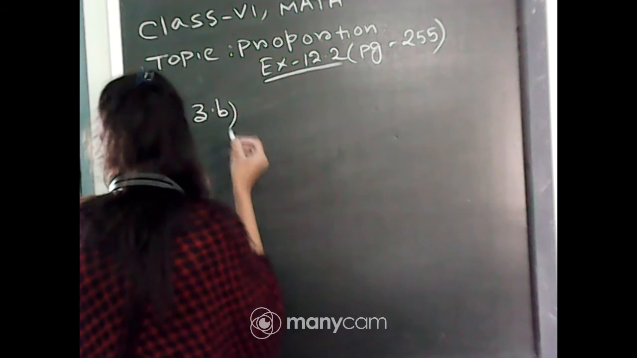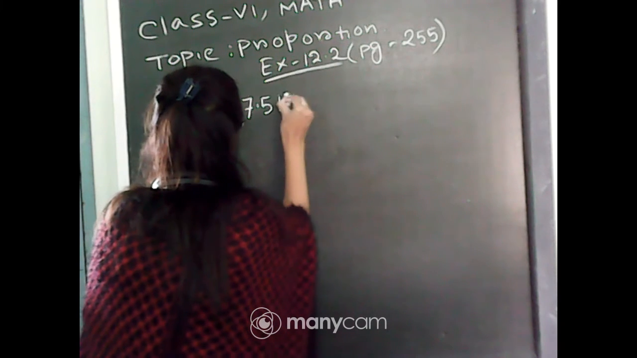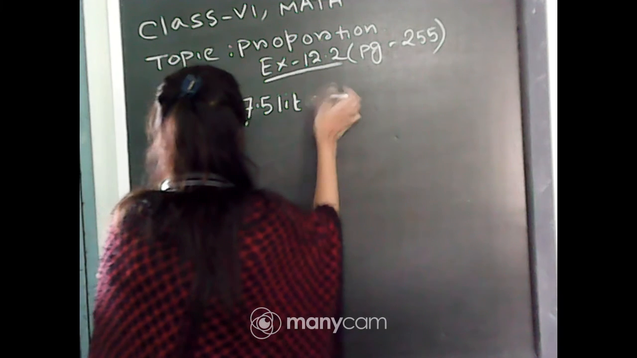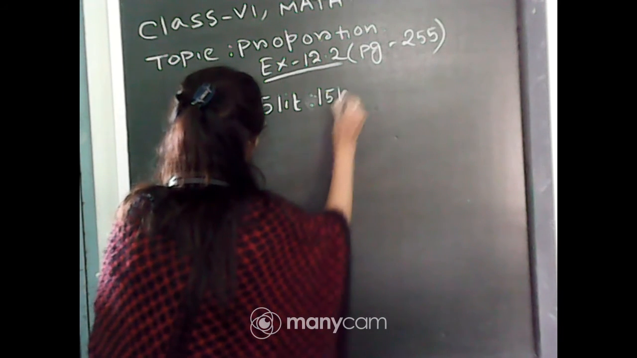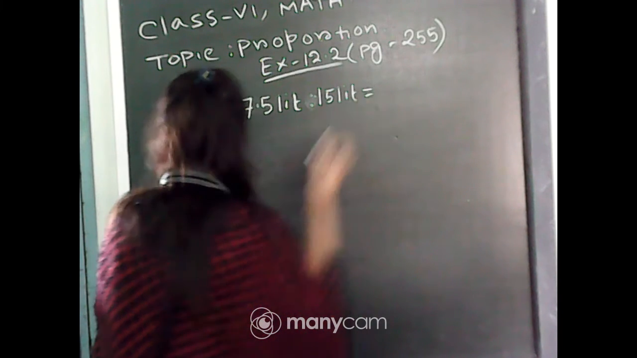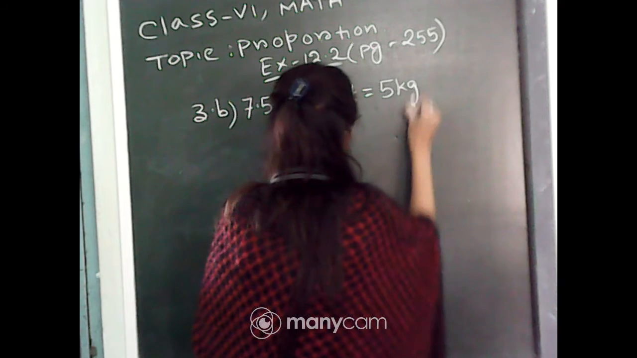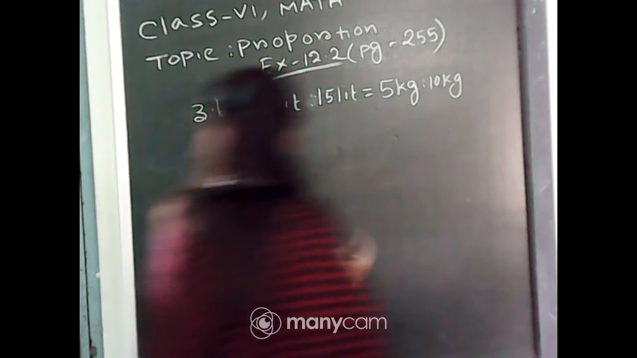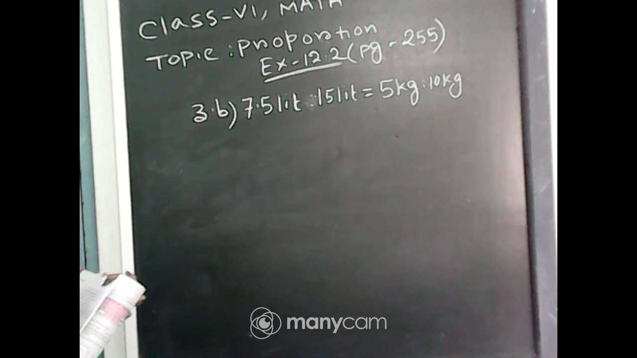Here the given statement is 7.5 liters is to 15 liters is equal to 5 kg is to 10 kg. We have to check whether the statement is true or false.